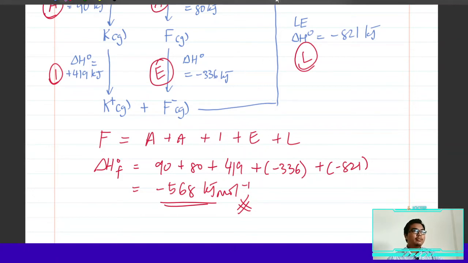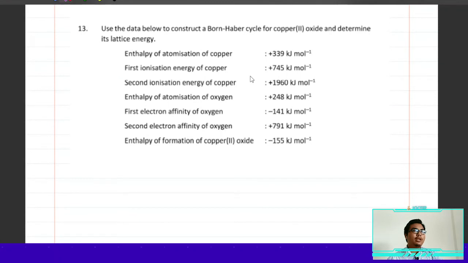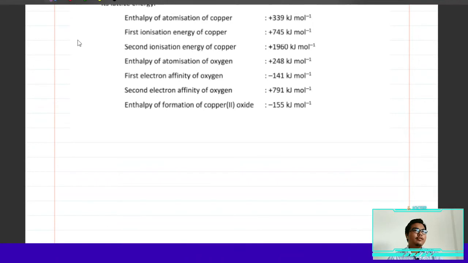So next up kita tengok soalan yang seterusnya, soalan nombor 13. Okay, so this question number 13 is also you would do the same thing as question number 12. Construct a Born Haber cycle by using the data given, and determine its lattice energy. Kali ni dia nak kita kira lattice energy, meaning that kita dah diberikan formation punya enthalpy, but kita tak dapat lagi lattice energy. Anyway, kita cuba buat dulu dia punya Born Haber cycle by using the data given.